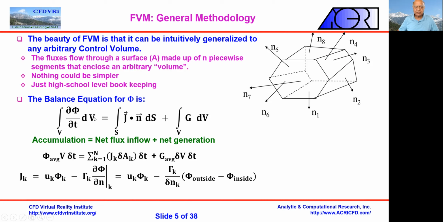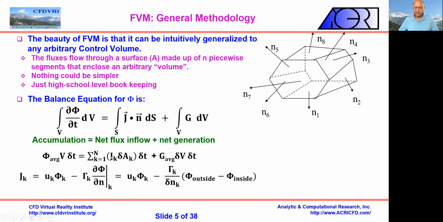Now the balance equation is given by this equation here, which says that accumulation is net flux inflow plus net generation. So what is the accumulation? Accumulation is the average value of the tank, phi average, multiplied by delta V and delta T, the volume of the tank and the time step that we have, and that's the value at that time. Now, what is the flux that is coming in? The flux that is coming in is this one here: the flux at each component multiplied by delta A at each component multiplied by delta T.